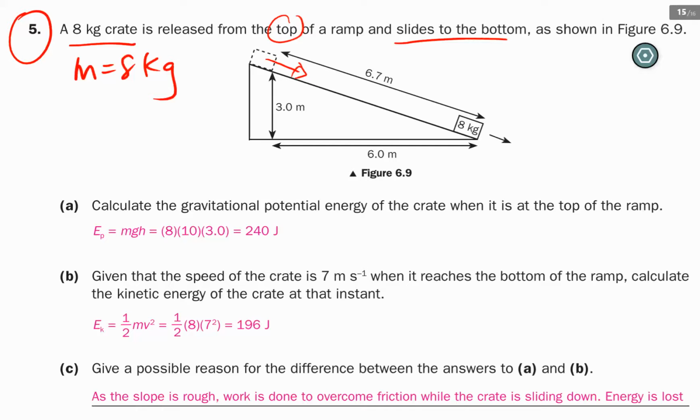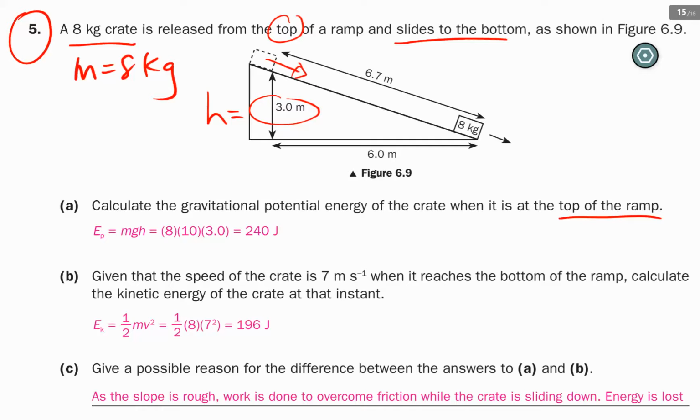So first part asks you to calculate the GPE of the crane at the top. At the top means it has a height. So can we take note? When you talk about GPE, it's always talking about the height difference. So don't use other lengths, just use the height, which is 3 meters. This part is very important because it's a vertical height, not horizontal distance or diagonal distance.